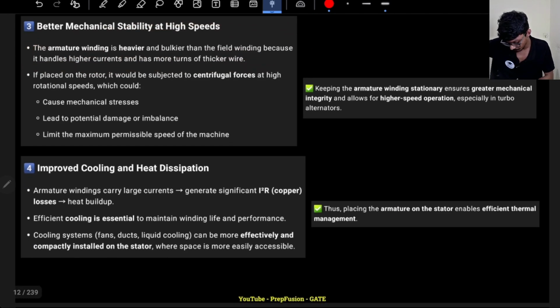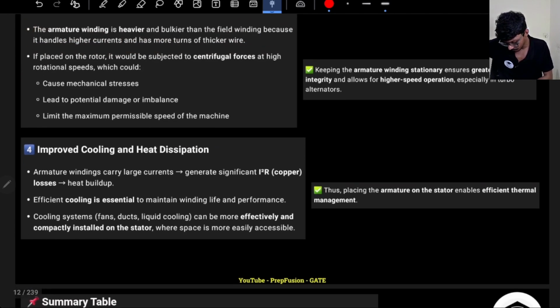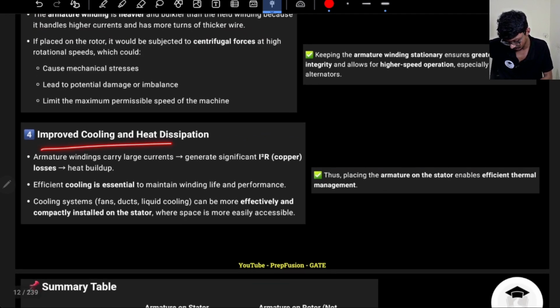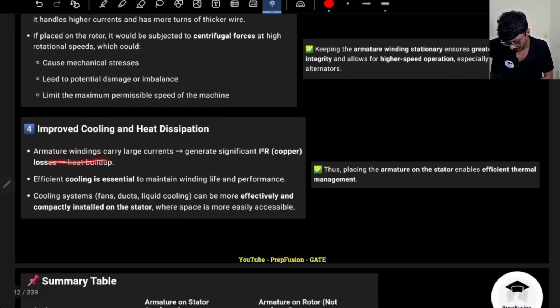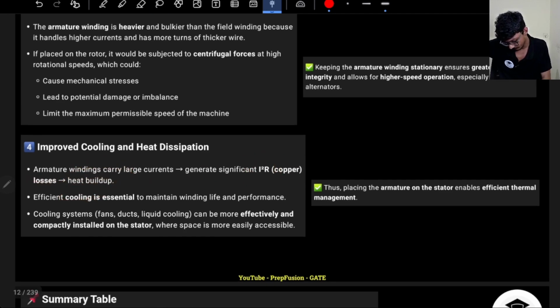Okay, so improved cooling and heat dissipation. Armature windings carry large currents which generate significant I squared R copper losses, which build up heat.